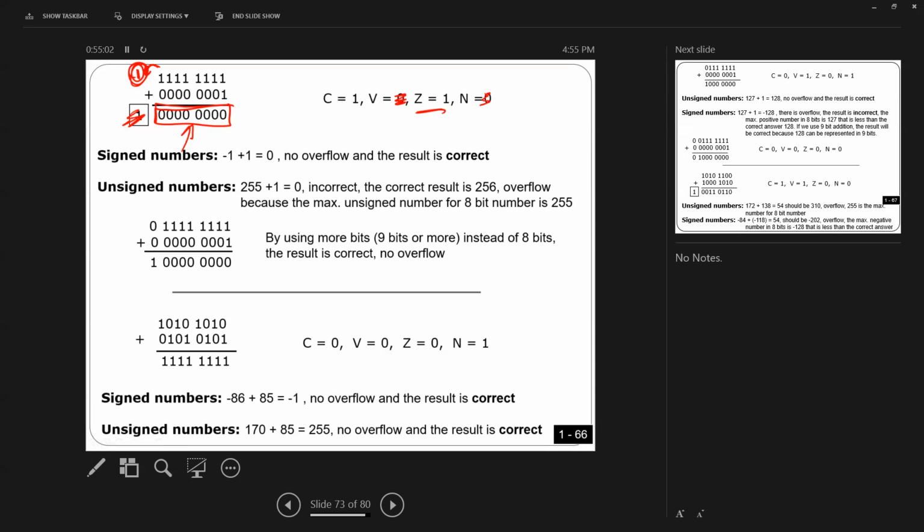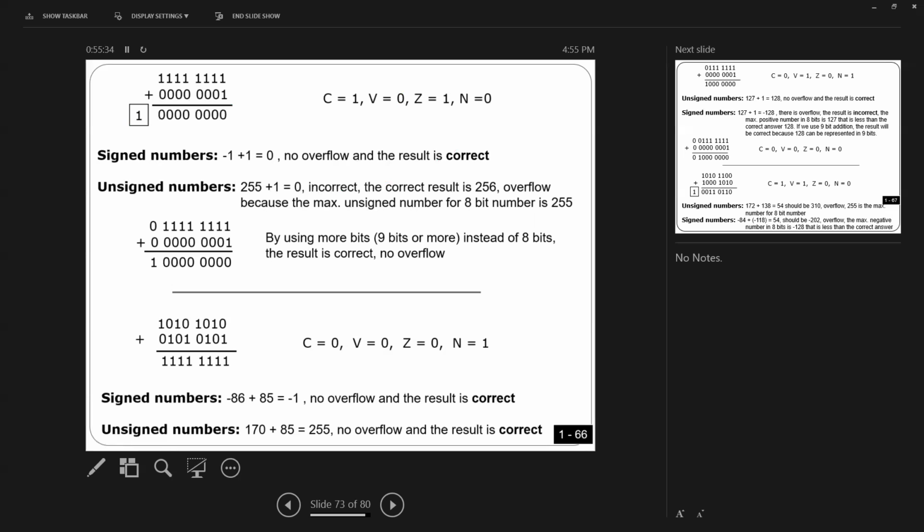Now let's look at the negative flag. As I told you, you just repeat this bit. This bit should come here. Because the answer is not negative, you have 0 here. The last thing is overflow. Is there overflow or not? You don't even need to think about it, because this is a negative number and this is a positive number. You add negative to positive, so they have different signs. So there is no overflow.